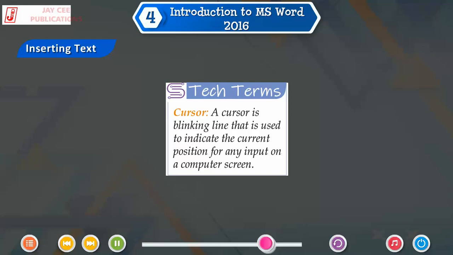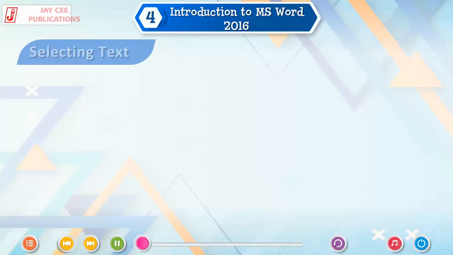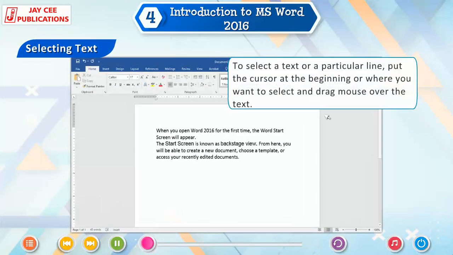Tech terms. Cursor. A cursor is a blinking line that is used to indicate the current position for any input on a computer screen. Selecting text. To select a text or a particular line, put the cursor at the beginning or where you want to select and drag mouse over the text.